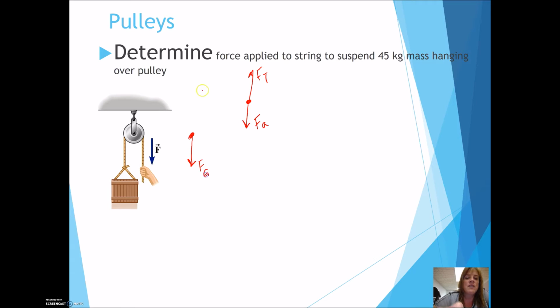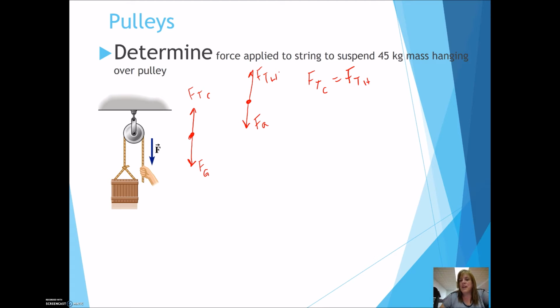So I have the force of gravity of the crate down, and I have the force of tension up. And by the property of pulleys, that force of tension on the crate has to be equal to the force of tension of my hand. So we'll call that crate, and we'll call that hand.